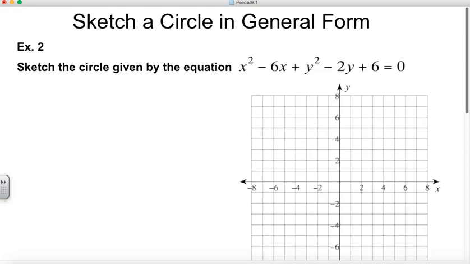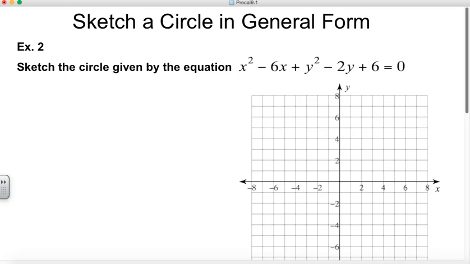All right, let's move on and look at how you sketch a circle in general form. So right here, this is essentially what standard form would look like if you FOILed everything out and multiplied it. What we want to do is sketch this. In order to sketch it, we need to change it from the general form that it's in right now back to the standard form that we're used to seeing, like in example 1. In order to do that, you've got to use completing the square.